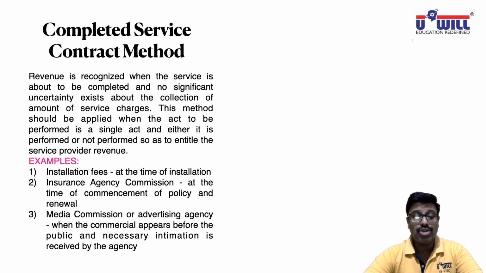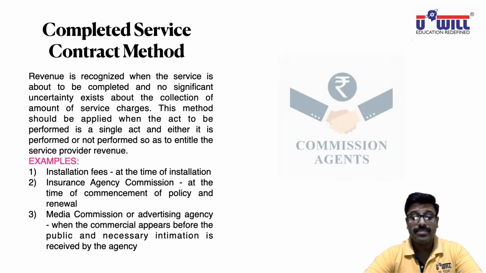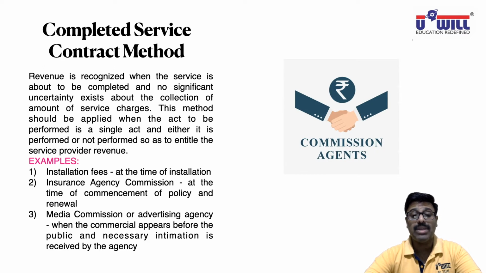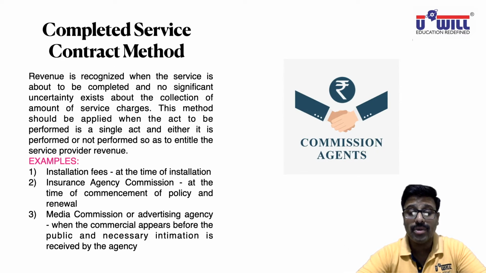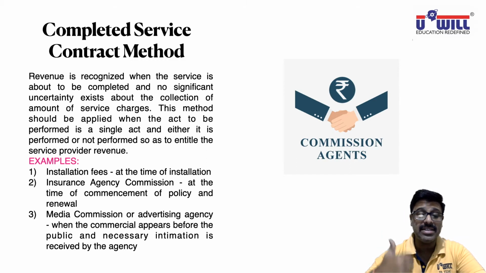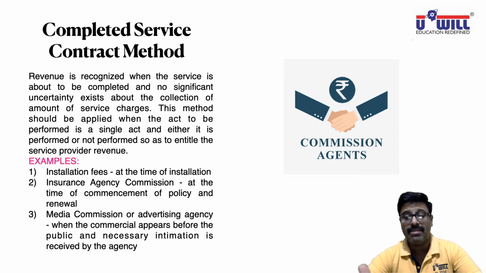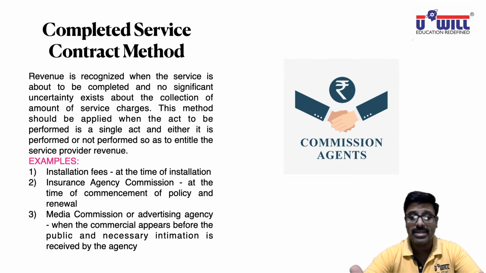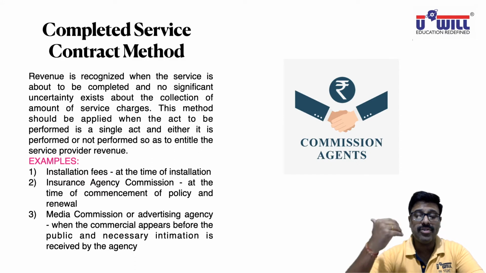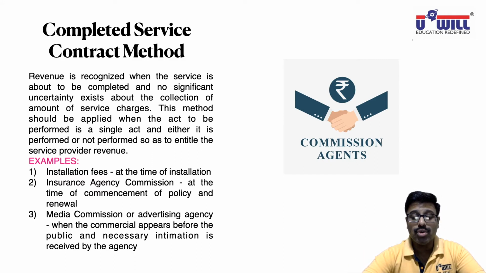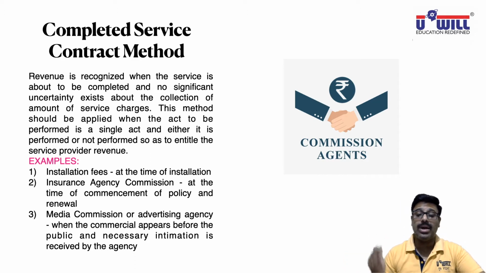Next, insurance agency commission. At the time of commencement of policy and renewal. Here also, what does the agent do? He comes in a single act, he convinces you to buy the policy. You give him the check, you buy the policy, maybe Mediclaim policy, maybe LIC policy, any kind of policy. And then that agent receives commission on the same. So this is again a single act. He doesn't have to visit you again and again for the same. One time he has to visit you, convince you, you buy the policy, he gets the commission, he records it as his revenue in the books of accounts.